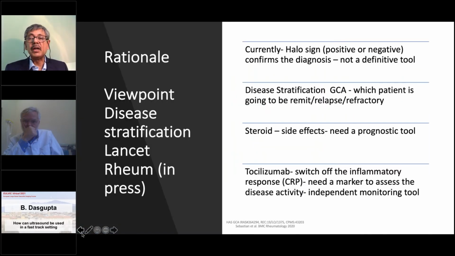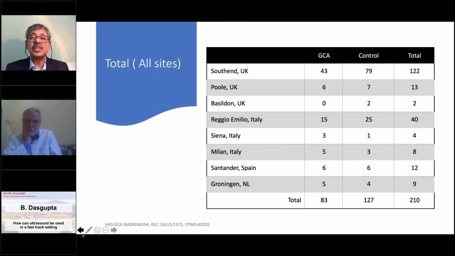And now we are doing the HAS GCA study, a prospective study of patients with GCA over 1 year, and we look at the halo score and how it changes. It is an international study. We have sites in Italy, Spain, the Netherlands, and of course in the UK.